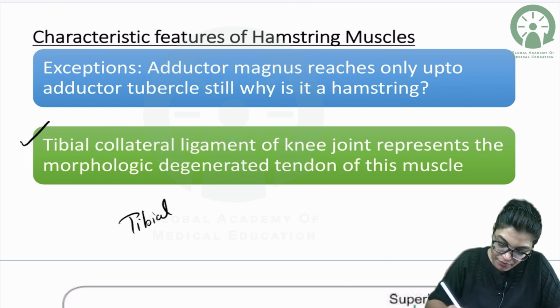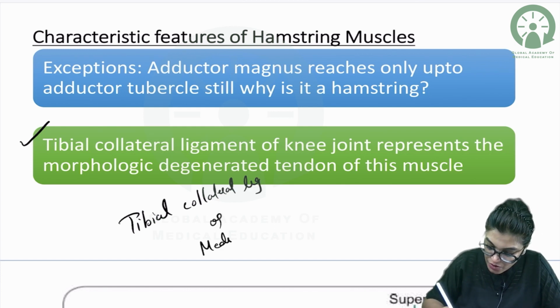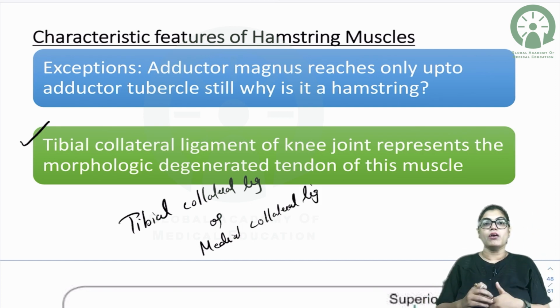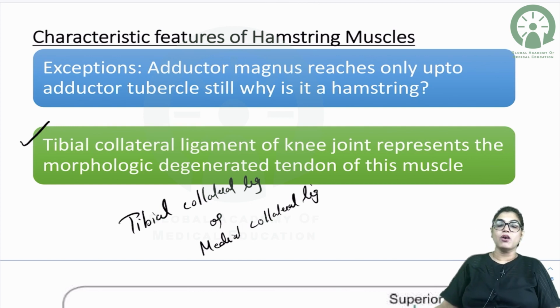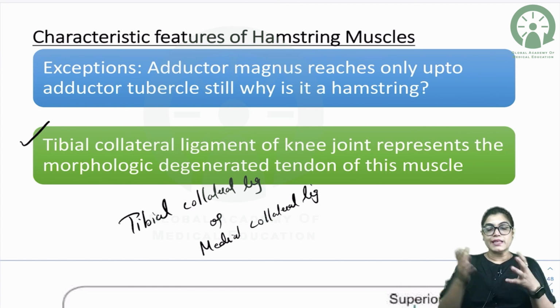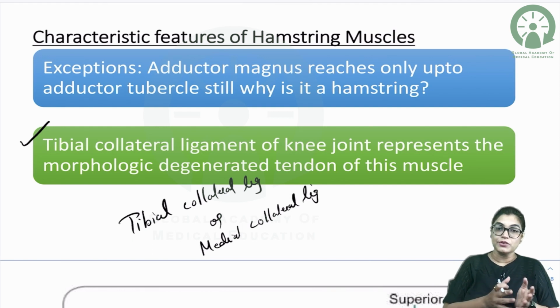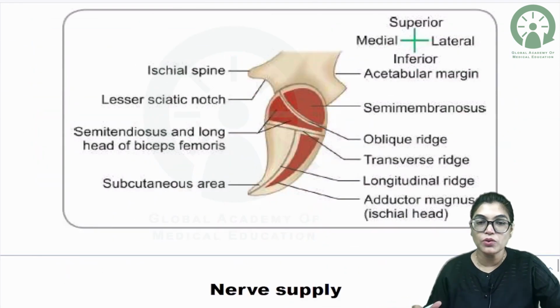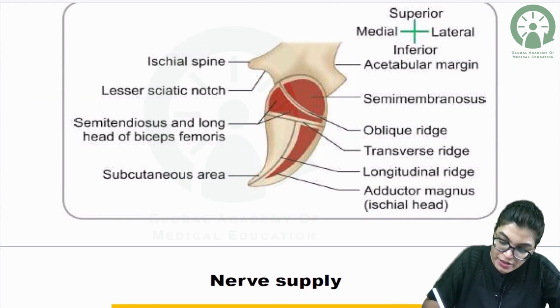So, the tibial collateral ligament is also called the medial collateral ligament, and this is the degenerated tendon of the adductor magnus muscle. Which part? The hamstring part, which is on the medial side of the tibia. So, definitely this is also going towards the leg bone, and it is also according to the rule. But if you see directly, you know that adductor magnus muscle inserts into the adductor tubercle, that is present in the femur.